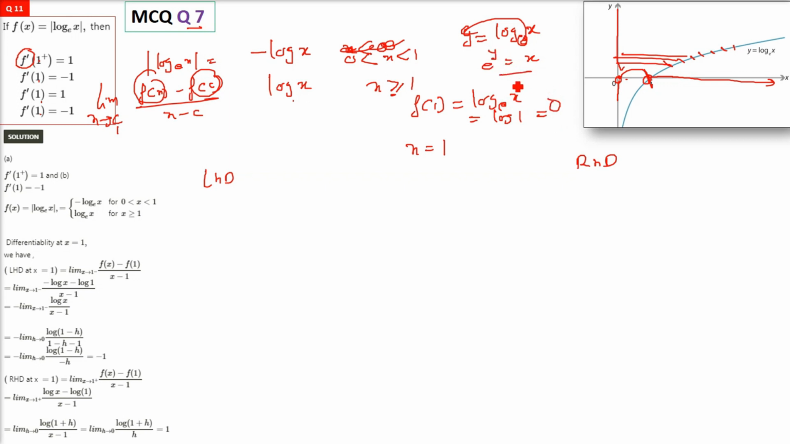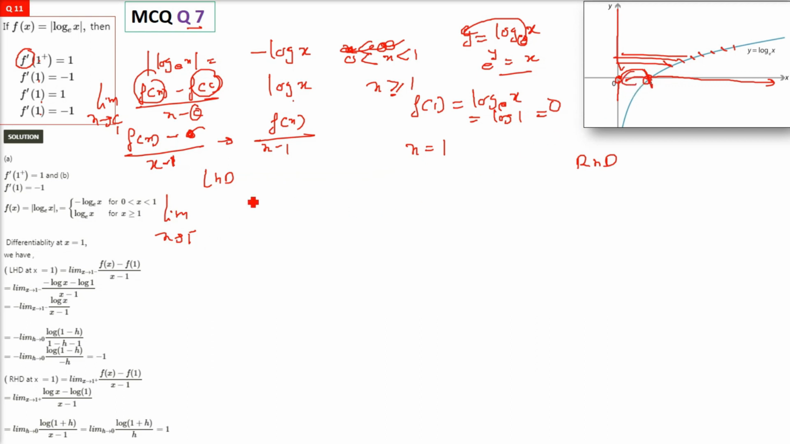So f(x) minus f(c) is basically f(x) we are going to write. f(c) is 0, so this is f(x) minus 0 divided by x minus c. What is c here? As I said, we are checking at 1. So x minus 1. Finally, the simplified version of f(x) minus f(c) by x minus c is f(x) divided by x minus 1. I hope you got the idea. That we are going to use in the LHD and RHD both. The only difference will be the function.